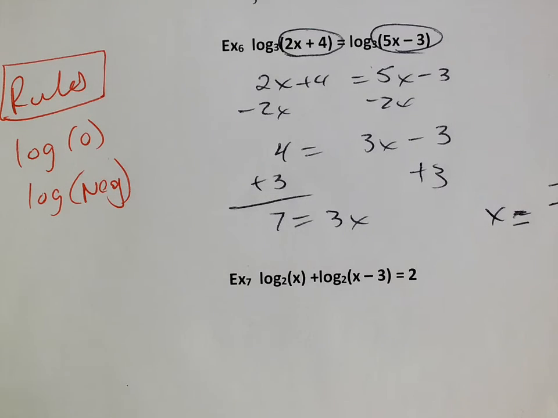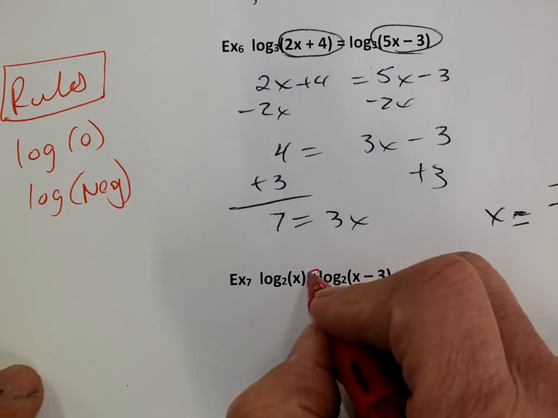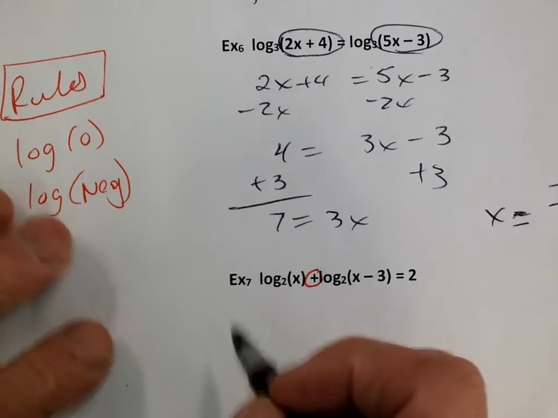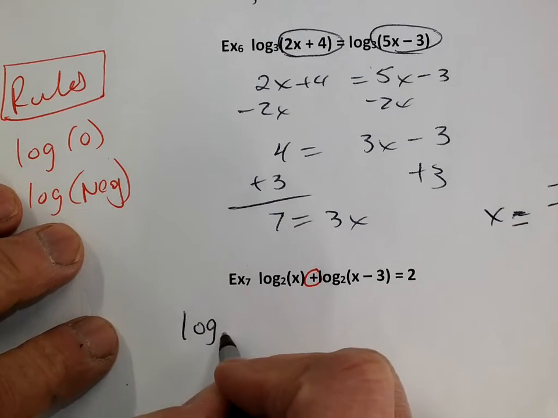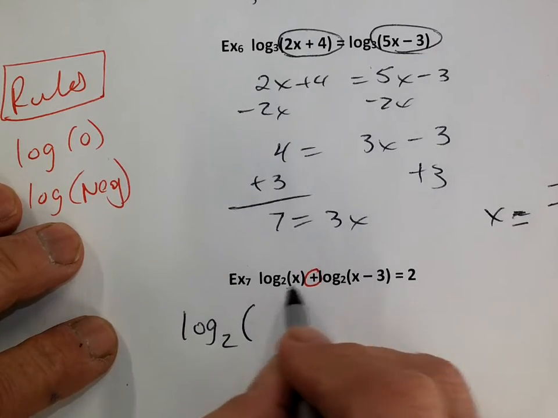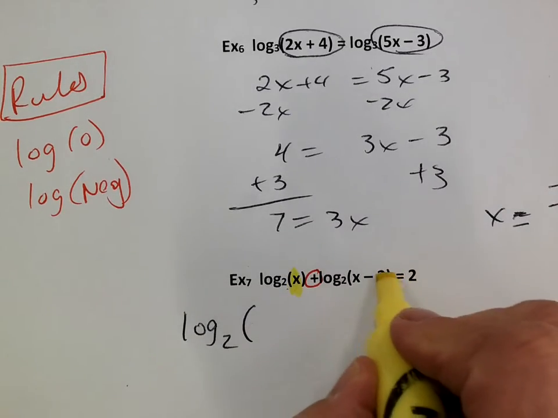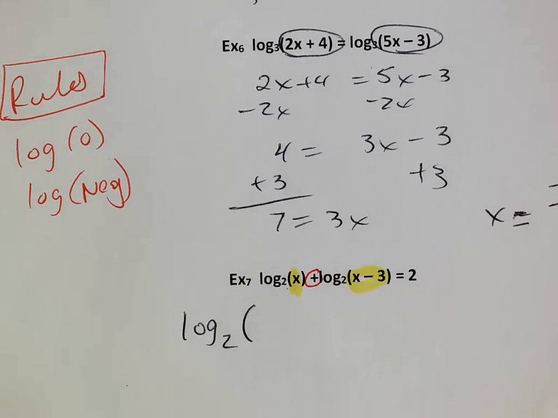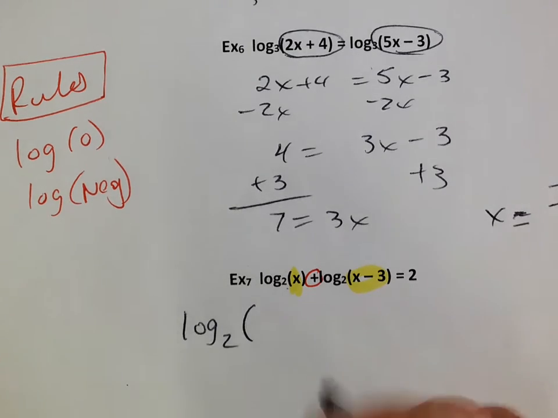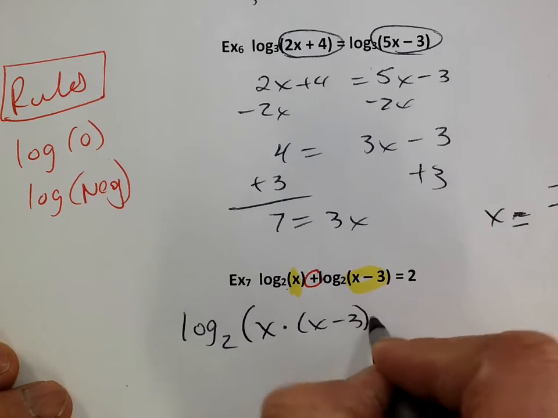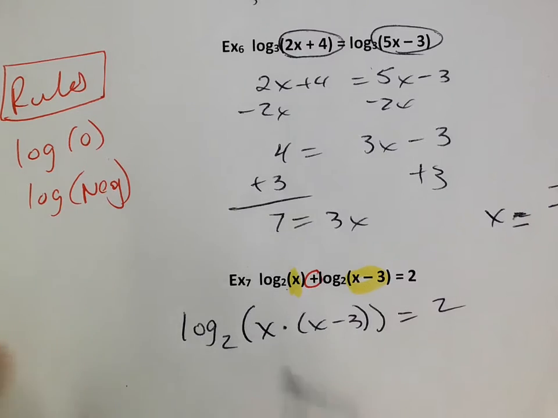So this one's a little bit different. What I have to do is combine these. I'm going to use the rules I learned yesterday. There's a reason we learned these rules yesterday, because that's a plus. I'm going to bring the two logarithms together as a single log. So I'm going to go log base 2 of, and I'm going to bring these two together. I'm going to bring this x times my x minus 3 equals 2. So I combined it as a single log.